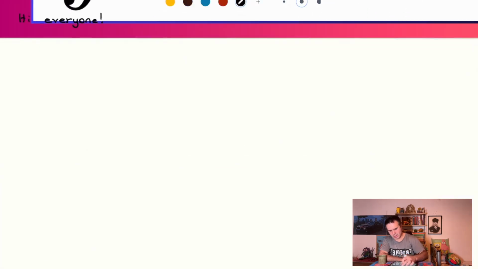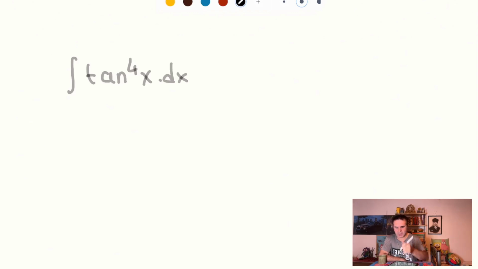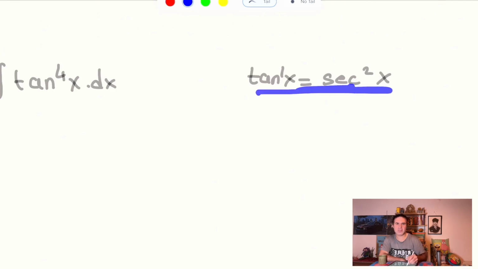Let's write the integral again. The integral of tangent to the power of 4 x times dx. To evaluate this integral, you first need to know that the derivative of tangent x is equal to secant square of x. This fact is extremely useful and you'll use it in many integrals involving tangent x.